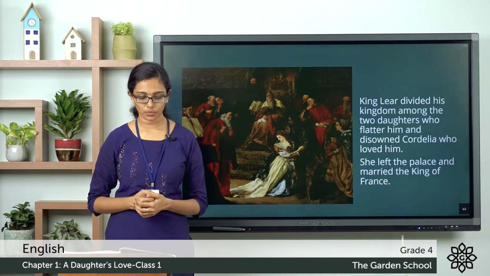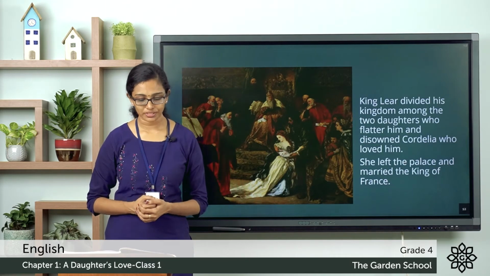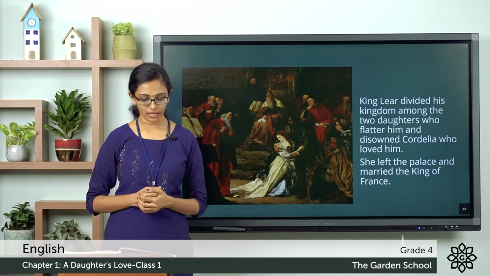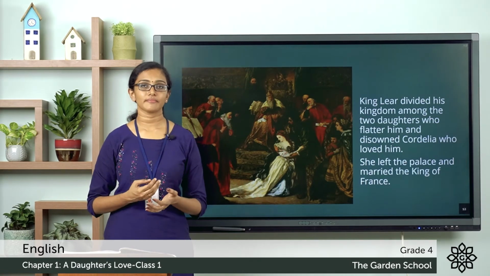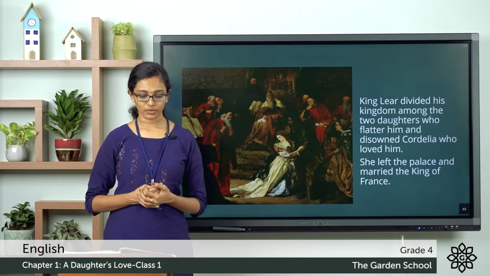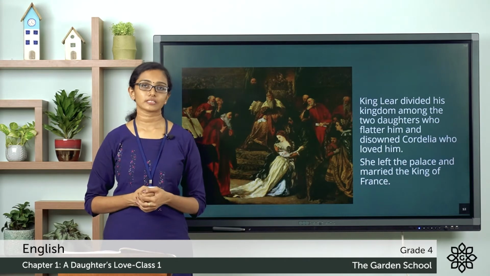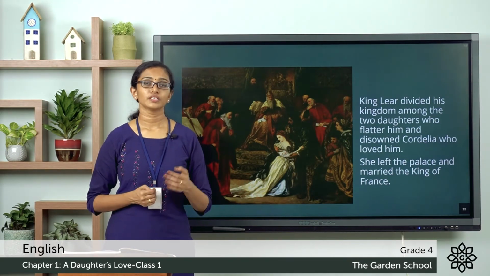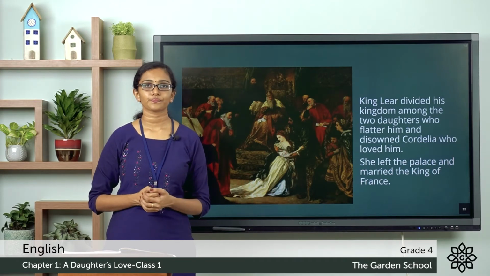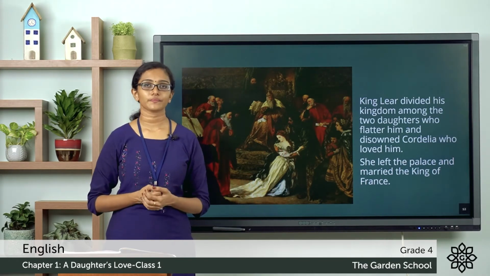So hearing her father say this, Cordelia burst into tears. The King of France was in the court when Cordelia was asked to leave. He thought of her as simple and honest, and hence wished to marry her. Cordelia agreed and they left for France. So when the king disowned his daughter, she was supposed to leave the palace. She was supposed to leave the country.